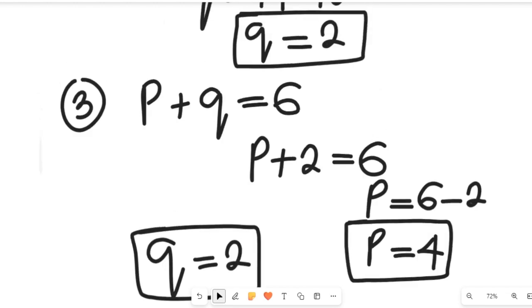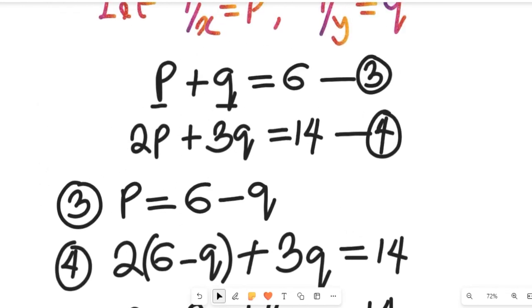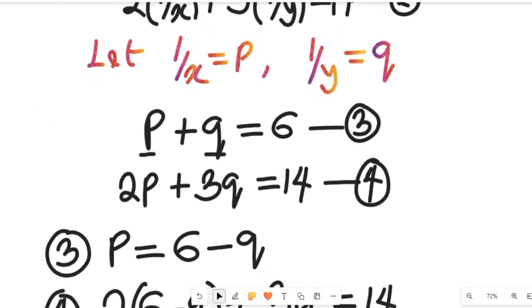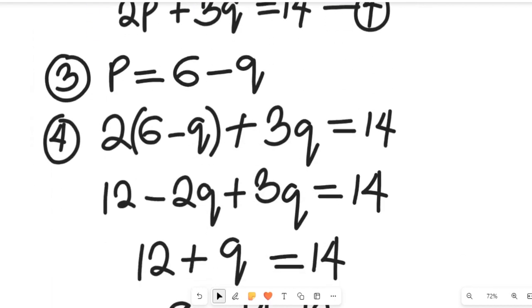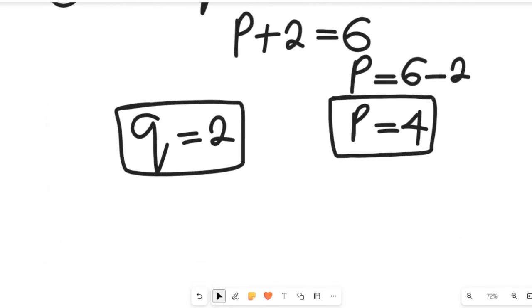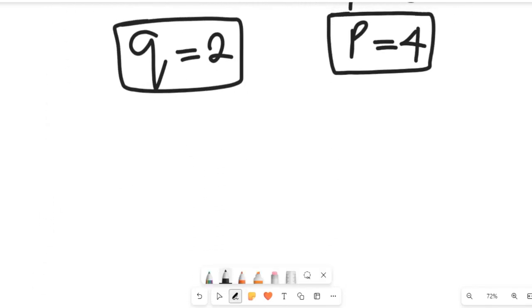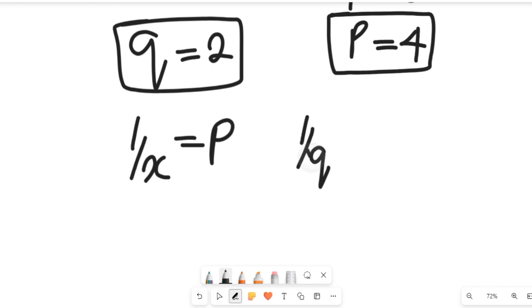From our original expression, you can see that 1 divided by x is equal to P, and 1 divided by y is equal to Q. So that expression gives us the value of the reciprocal of x and y. So we are told that 1 divided by x is equal to P, and 1 divided by y is equal to Q.